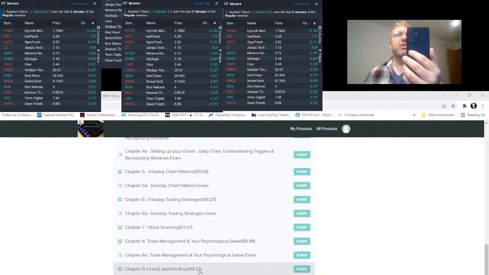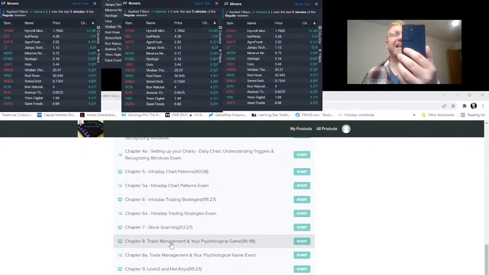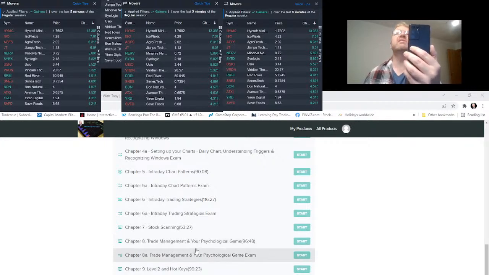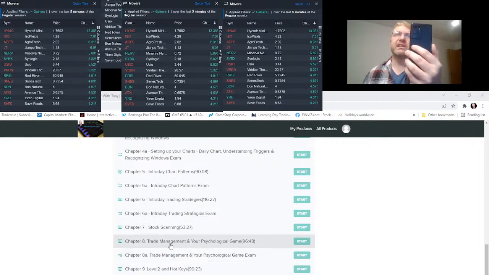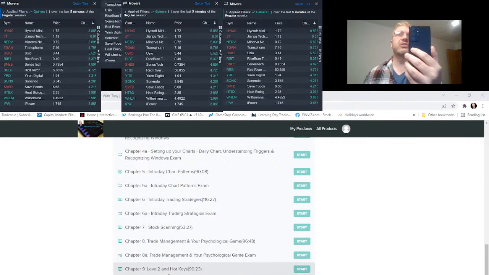Then we start getting a bit more detail. We're looking at the actual psychological element. This is probably one of the most difficult lessons that you're going to have to learn. Now, I can give you some information about this, but this is something that you're going to have to overcome yourself. And even I'm not fully there yet. The psychological element of trading is just horrendous. Then level 2, hotkeys, hot buttons, and what have you.